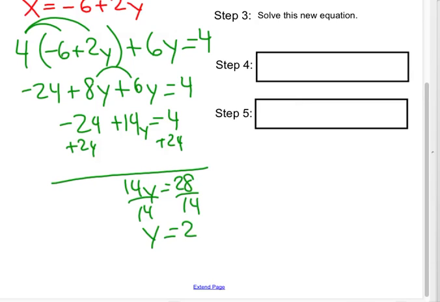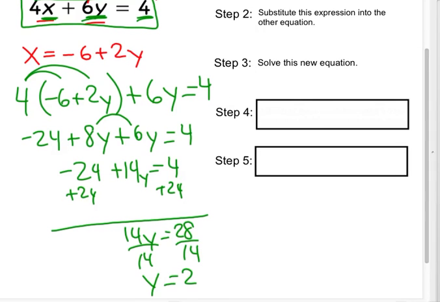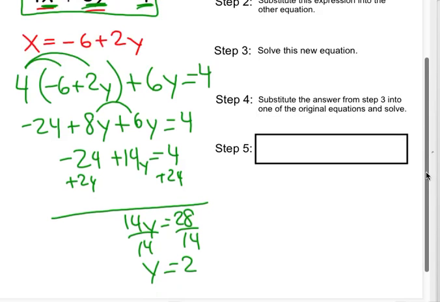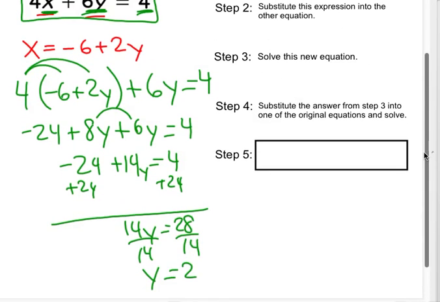So I did that. But there's still 2 more steps. This is the part where a lot of times we're like, oh, I just solved the equation, I got y, I must be done. But no, there's 2 more steps. Step 4 is to substitute the answer from step 3 into one of the original equations. Now, we got y equal to 2. So I'm going to take that 2 and plug it in for y.